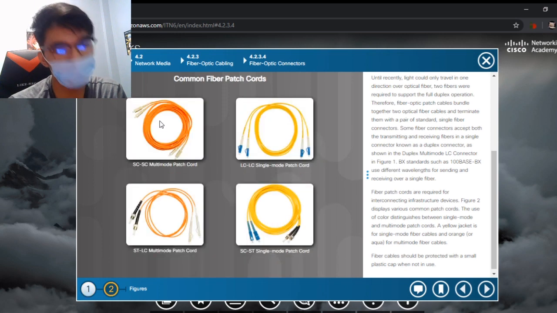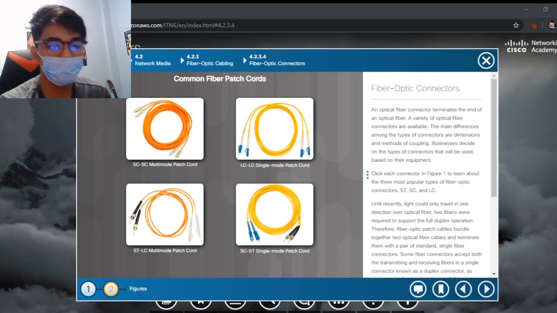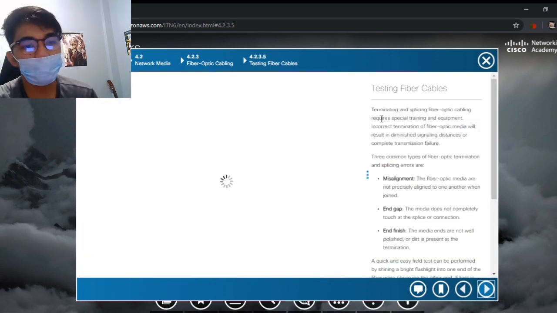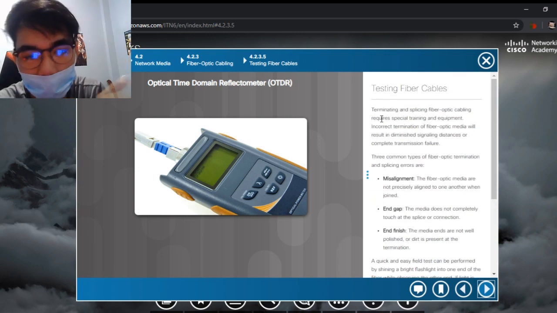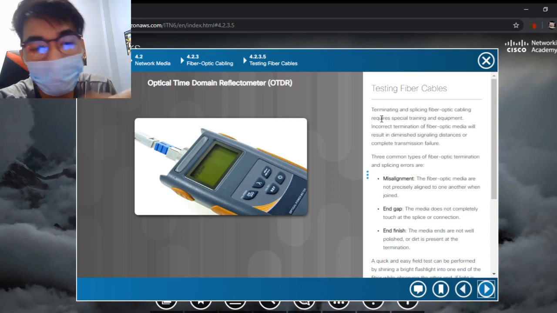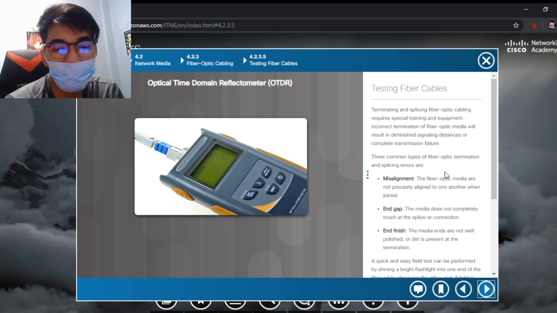Then these are the cords and other stuff. You can always see that here. Then testing fiber cables, we always need to test for misalignment, end gaps, and end finish, because with end gaps, the connection is not complete; with misalignment, the ends are not precisely aligned; and with end finish, the media ends are not well polished and dirt is present on the termination.